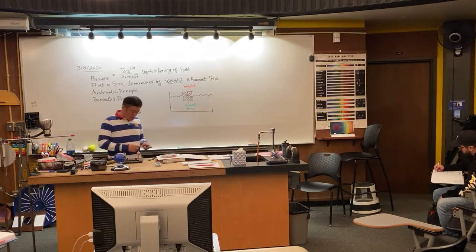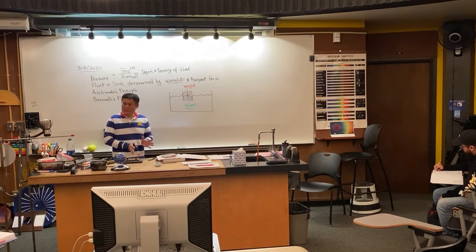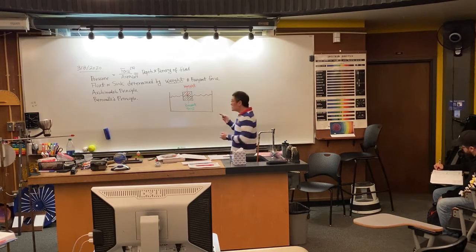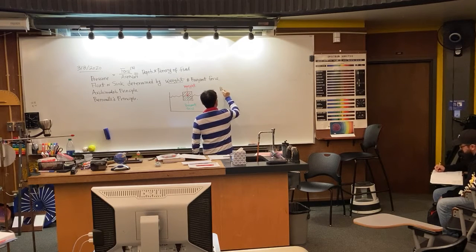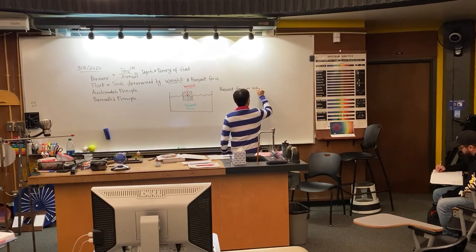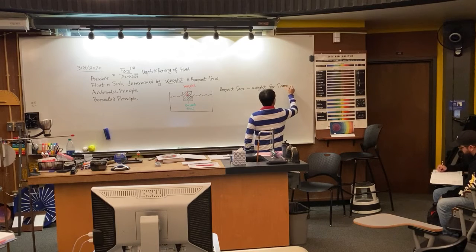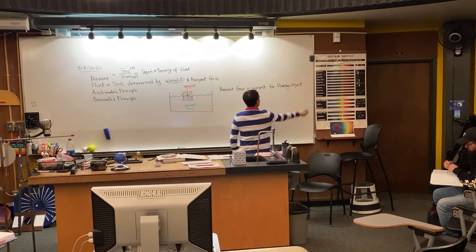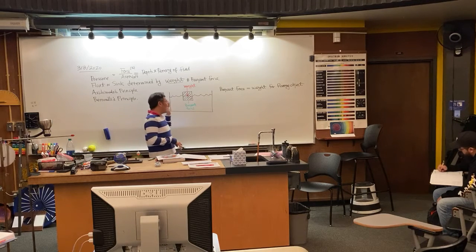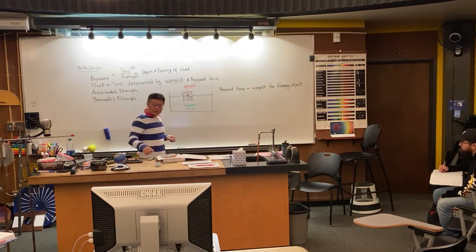To make this object stay, you have to have these two forces in equilibrium, which means this has to be equal. If this is equal, can you tell me what the buoyant force is equal to? The weight. It's equal to the weight. If you have an object which floats on top of a fluid, that means the weight is equal to your buoyant force. So that's how we determine the buoyant force.